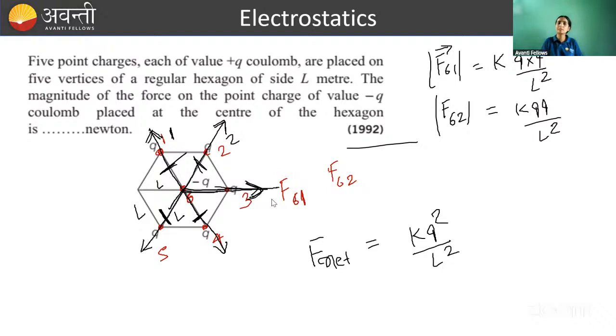So net force acting in this case on charge minus q is in the horizontal direction, of magnitude kq square by L square. Okay? So this is going to be the thing. Everyone clear with this? Yes.